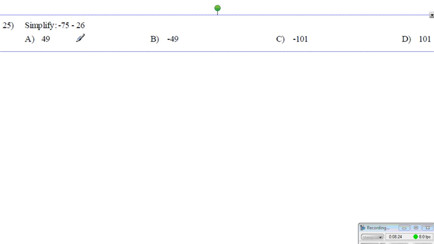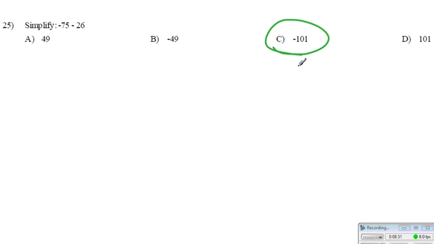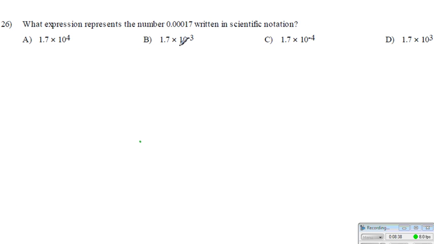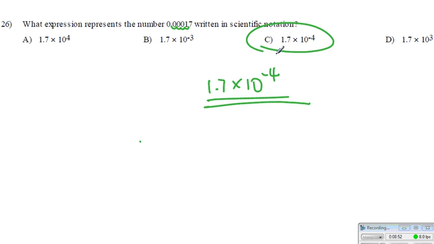Number 25, when you subtract two numbers with the same sign, you keep the sign and then add up the values. So we end up getting -101. That becomes our answer. Number 26, here, if you want to go 1, 2, 3, 4, then we can say 1.7 because the number became bigger. That means the exponent has to be -4. So that becomes our answer, which is choice C.